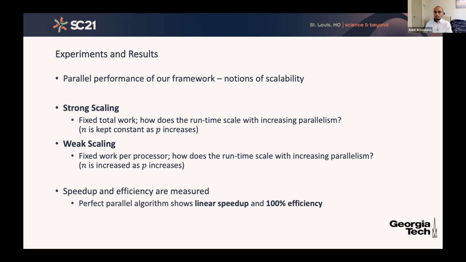In both these cases, a good parallel implementation would show linear speedup and 100% efficiency. And as close to that as possible would be how good a parallel algorithm or the corresponding parallel implementation is.